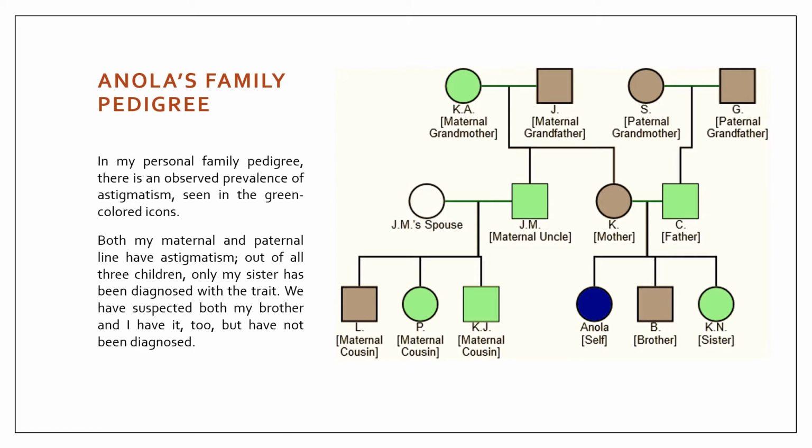In my personal family pedigree, there are several instances of astigmatism, which we can see here in the green-colored icons. Both my maternal and paternal line have astigmatism. Out of all 3 children, only my sister has been diagnosed with the trait, but we have suspected that both my brother and I have it too because of our symptoms. We just have not been diagnosed.